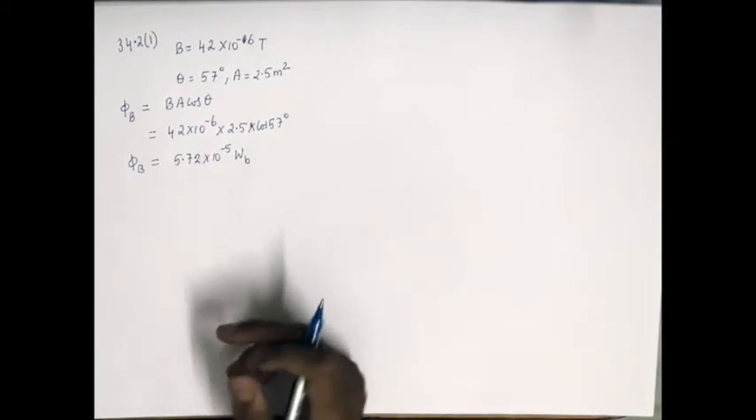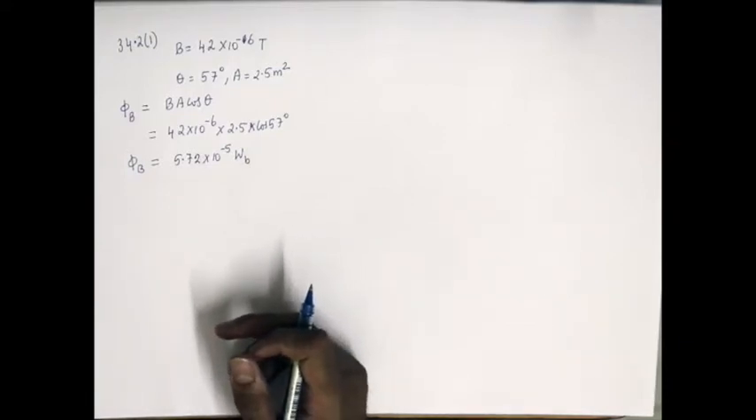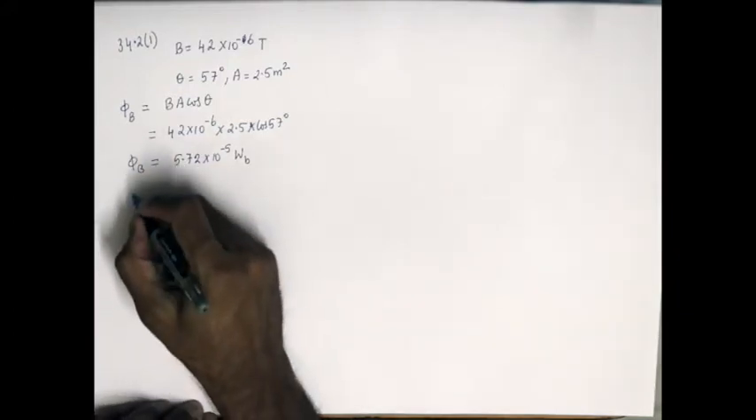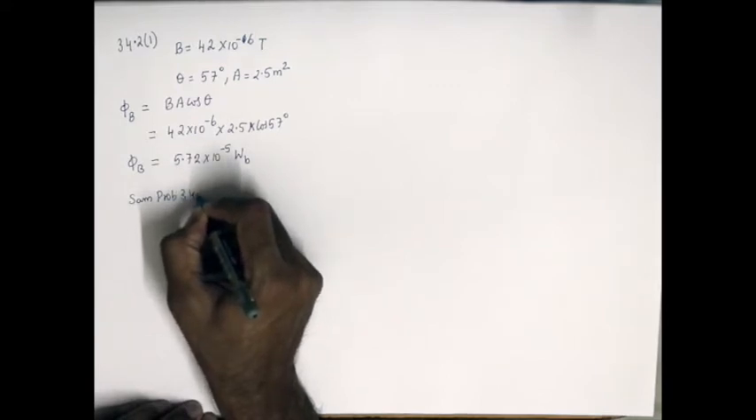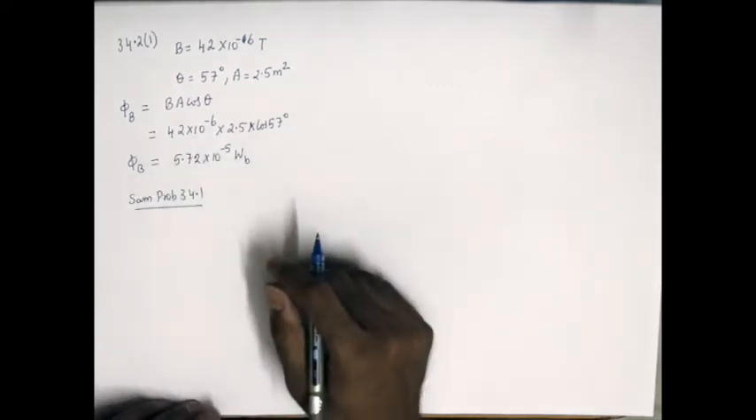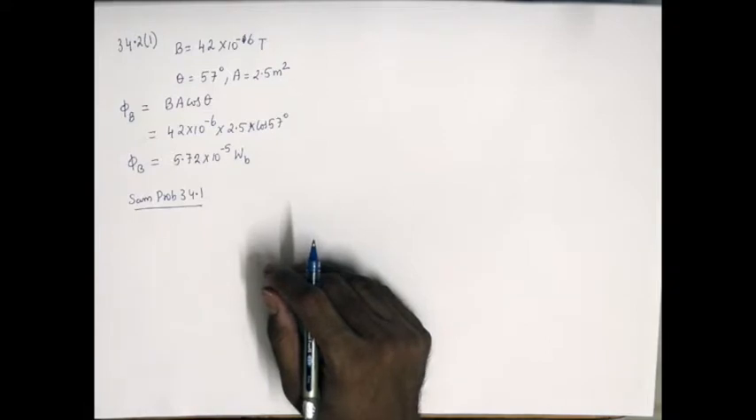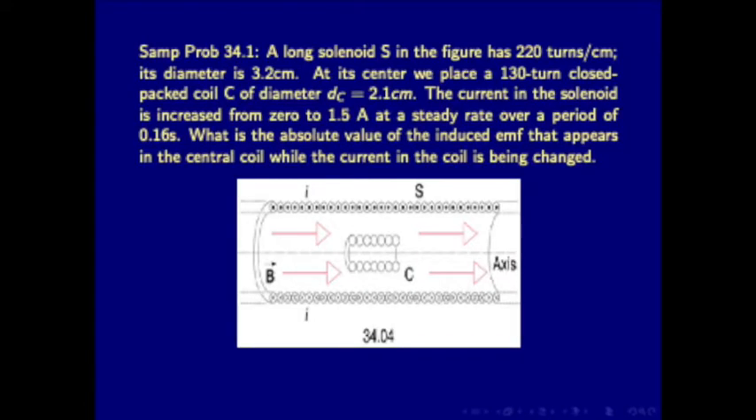Let us go on to another problem. This is sample problem 34.1. It's a solved problem in your book, but let us go through it. It's quite interesting. So you have a long solenoid S that has 220 turns per centimeter, and we are given its diameter. Its diameter is 3.2 centimeters.